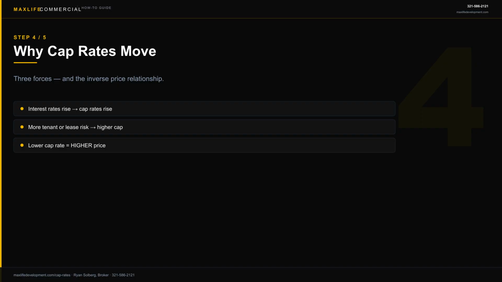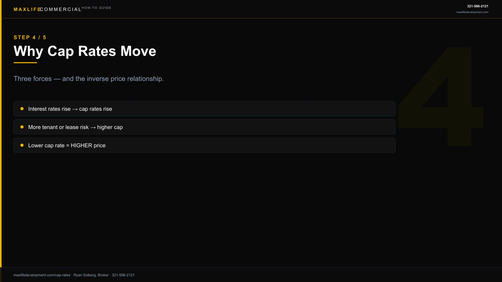Burn that into your brain. And this is the step nobody can skip. The cap rate is not the return you actually pocket. It is the all-cash return on the property. The moment you add a loan, your real return is something different. And we call that cash on cash.